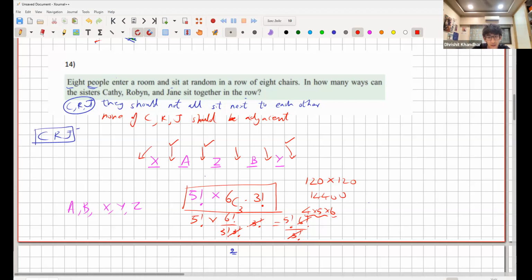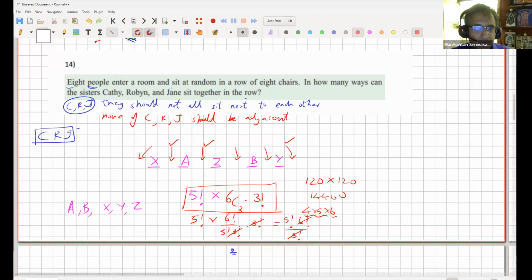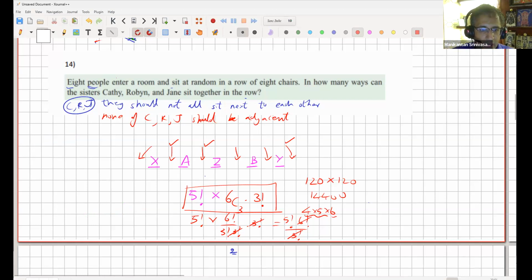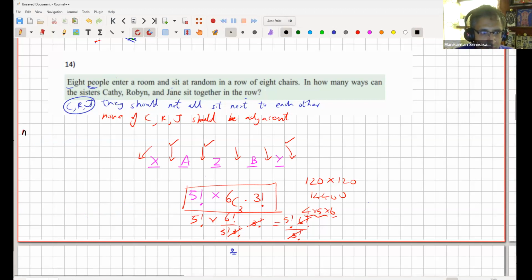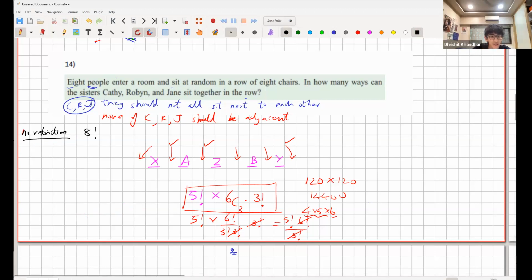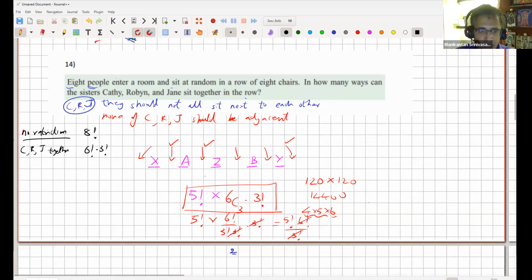Okay, I'll list out everything we studied so far. First was no restriction at all. How many ways do you think, Drishit? 8 factorial ways. Now C, R, J together, which was the actual question here, is 6 factorial times 3 factorial. And then I said not all of C, R, J together. For this, we did 8 factorial minus 6 factorial times 3 factorial.